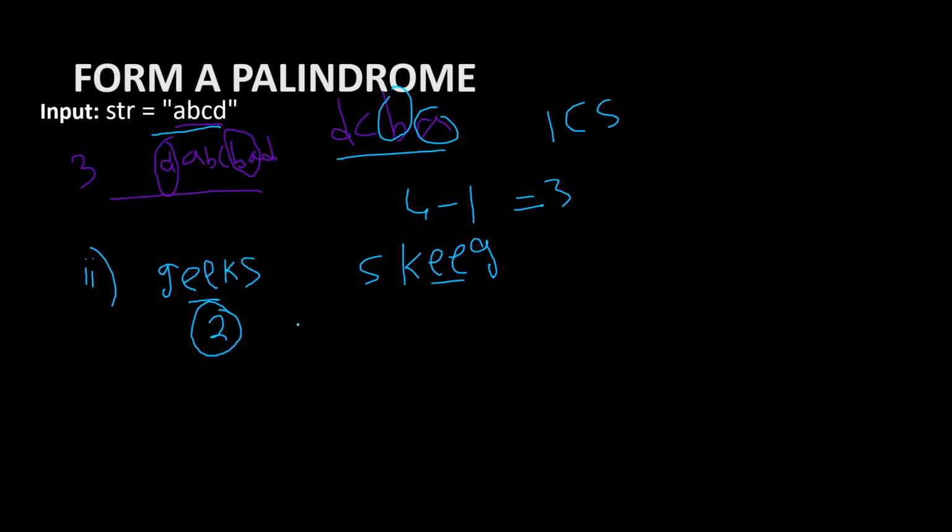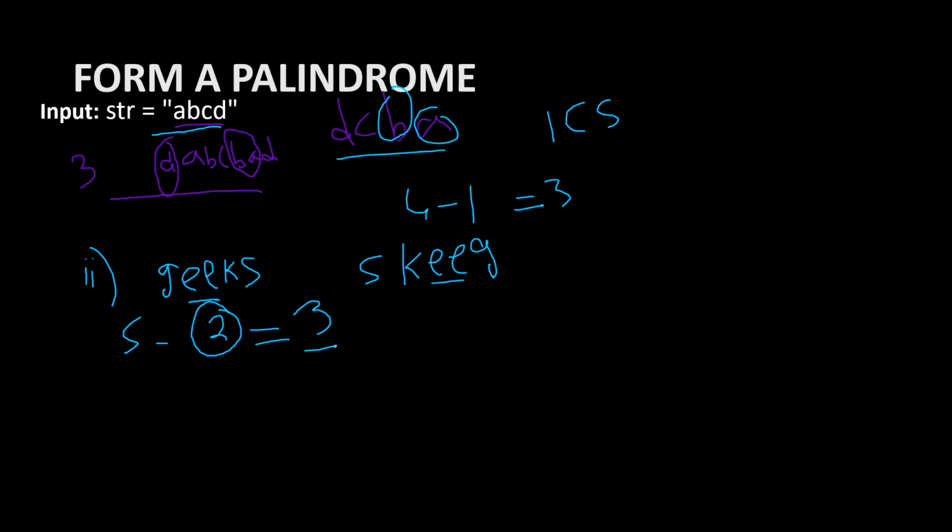So to form a palindrome, what do we have to do? Now we have to take the longest common subsequence, which is 2 here. Only two characters are common. Now we have to subtract it from the total length of the string. How much is the length of the string? It is 5. 5 minus 2 is equal to 3. Here once again we will get the answer as 3. So we have to insert a minimum of 3 characters in this.